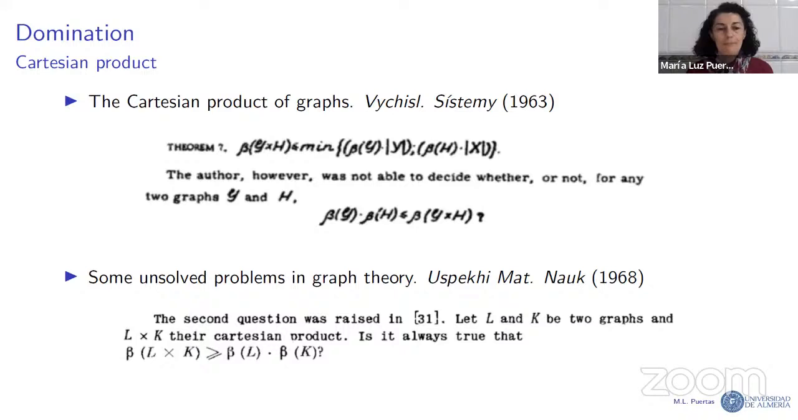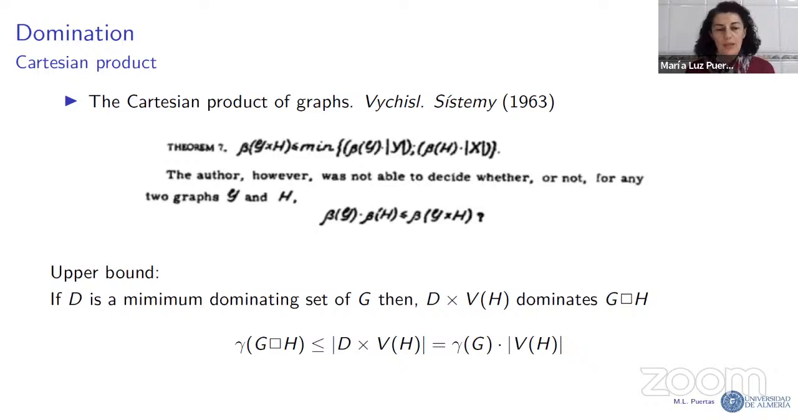And looking at these results, theorem 7 and the question in the first paper, I'm trying to imagine him thinking about this problem. So let's have a look at both bounds. The upper bound indeed is quite easy to obtain. The idea is that if we have a minimum dominating set of G, let's consider one factor, then the Cartesian product of this set with the whole vertex set of the other factor is a dominating set of the Cartesian product. And this is a very big dominating set in general. So maybe you can do it better.